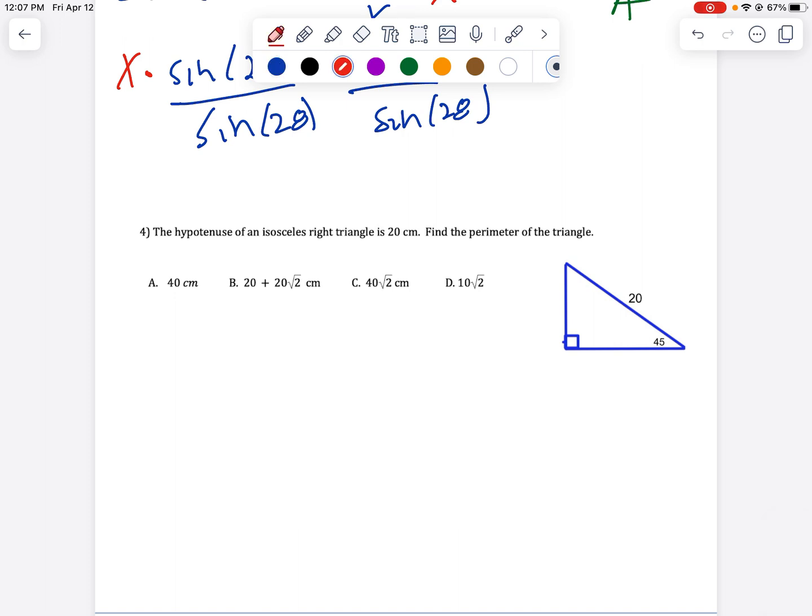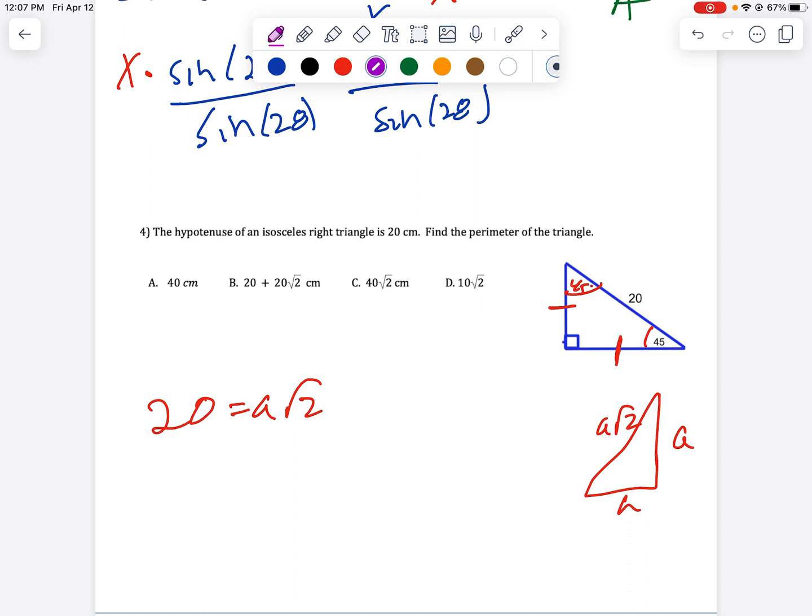All right, the hypotenuse of an isosceles triangle. Ooh, isosceles. Remember what isosceles is? That means I have two congruent sides. Well, if the sides are the same, then those angles are the same. Okay, so find the perimeter. All right, well, this is a 45, 45, 90 triangle. So I have A, A, A root 2. So 20 represents A root 2.